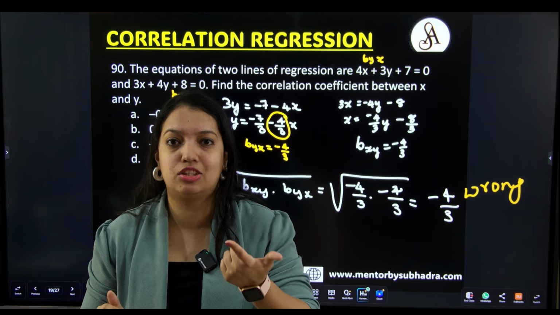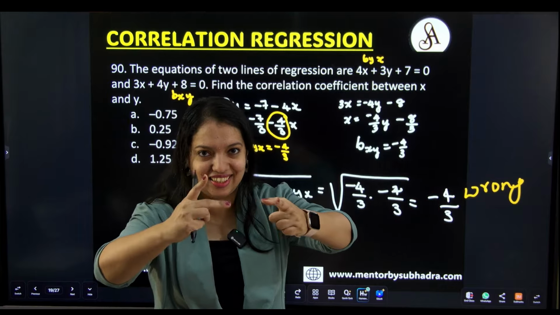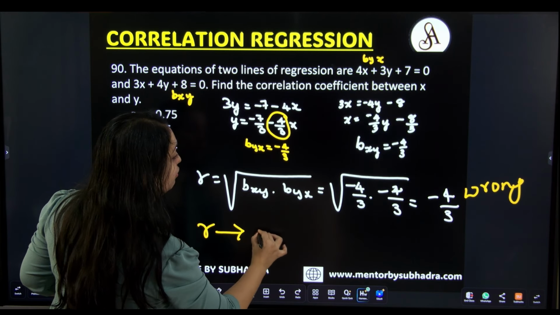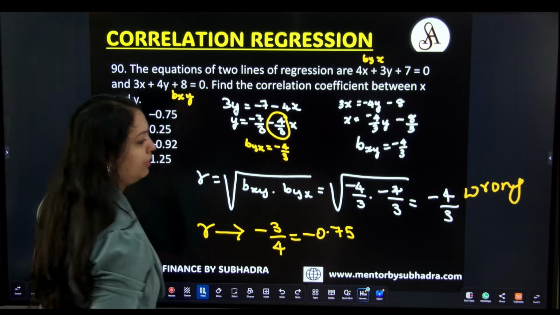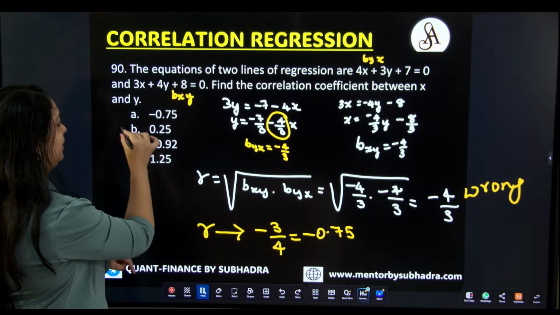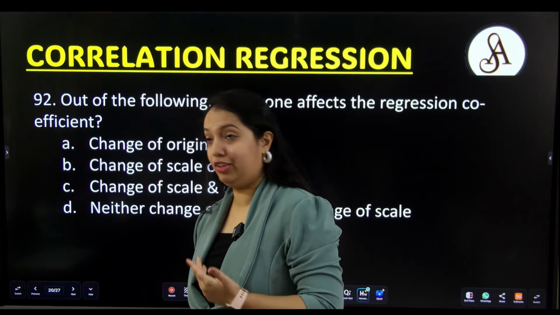No, ma'am. So what is our shortcut? After calculation of r, whatever you are getting, just take the reciprocal, that will be your correct r value. So our correct value will be minus 3 by 4, minus 0.75. So whenever you are getting a wrong r value, just take the reciprocal to get the correct r value. Option A is correct.